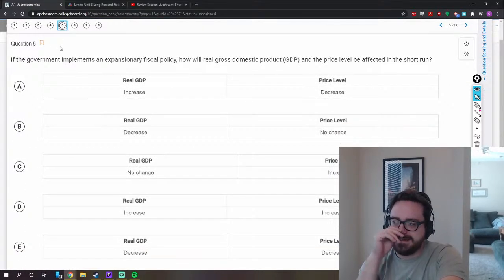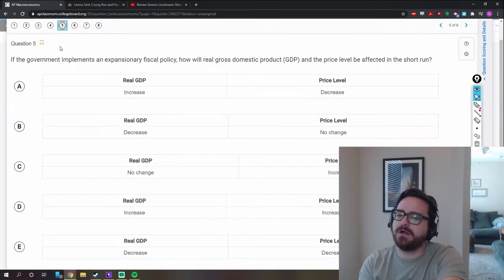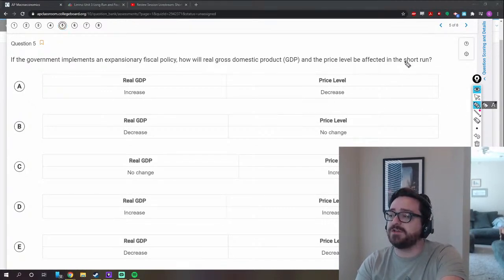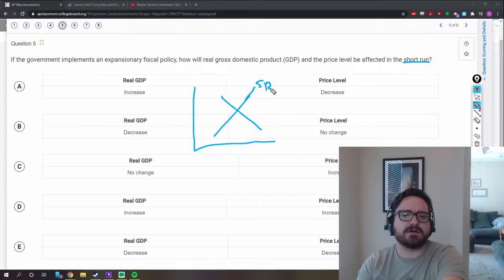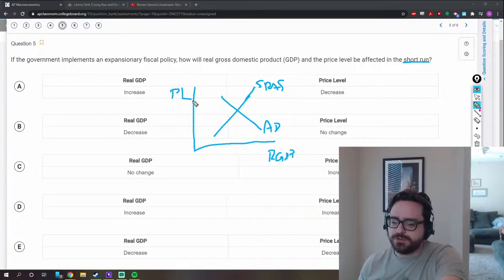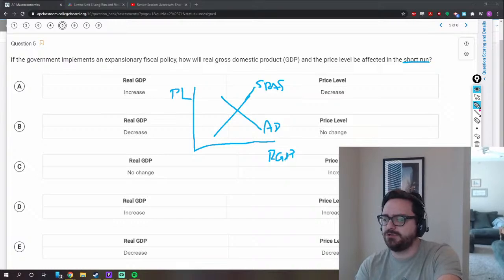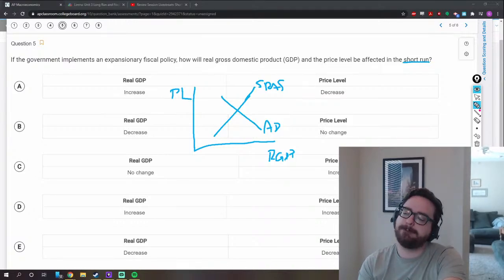Okay, five. If the government implements an expansionary fiscal policy, how would real GDP and price level be affected in the short run? You've got to always be looking for those kinds of things. I can draw this in the space between here. I don't need a long-run aggregate supply curve because it just so happens to be the short run. So an expansionary fiscal policy, which is a fiscal policy designed to help our economy improve, would be something along the lines of lowering income taxes or increasing government spending.